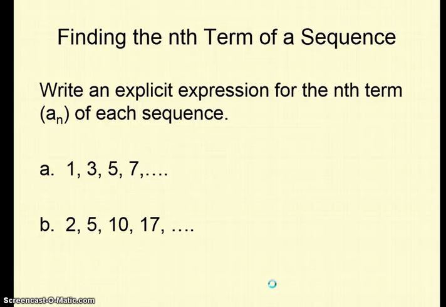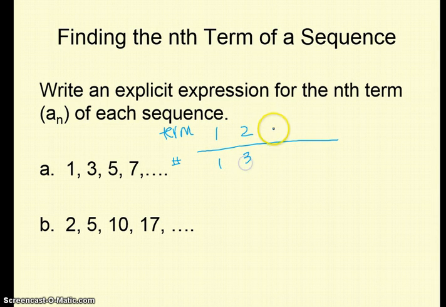So if I don't tell you what type of sequence it is, which I haven't taught you yet, that'll be later, then we need to start looking at how our term number relates to what the actual number is. So my first term is 1, my second term is 3, my third term is 5, my fourth term is 7. I'm trying to figure out the patterns so that I can figure out what my nth term is.